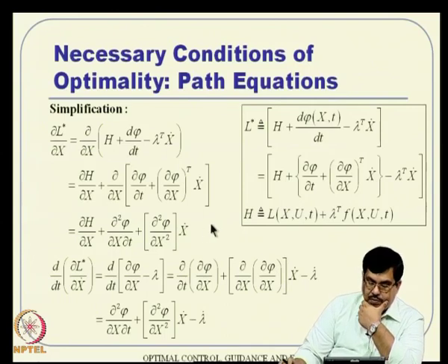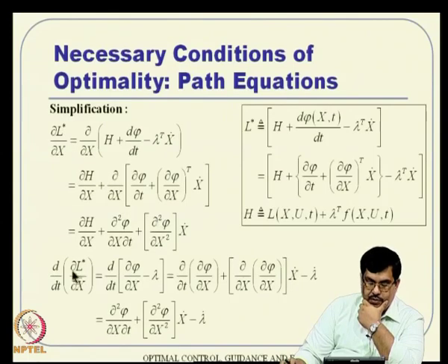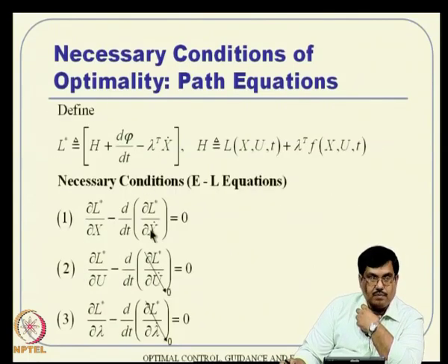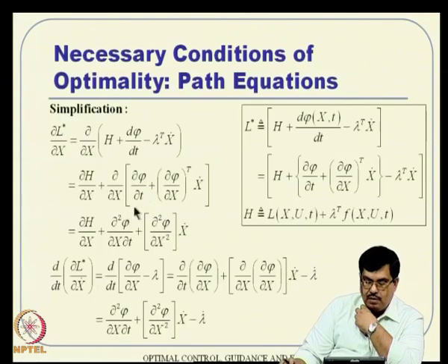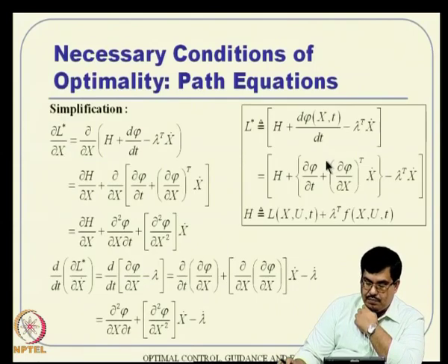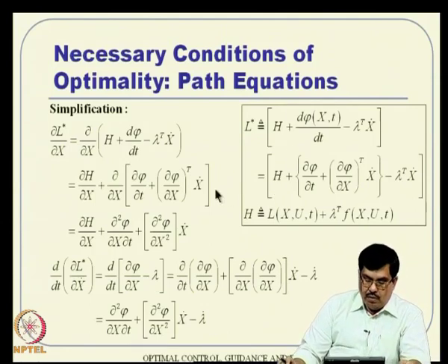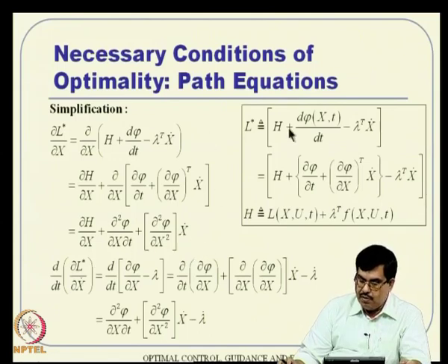Now, what about the other quantity? This is one quantity. What about the other quantity, del L star by del x dot? This is the first quantity that we discussed. What is the second quantity? D by dt of del L star by del x dot. So, that is what d by dt of del L star by del x dot. Now, we have to go to this L star, and d by dt of that is nothing but d by dt of del phi by del x minus lambda basically. Right, because it is very easy to see that from the L star definition, which is something like this.